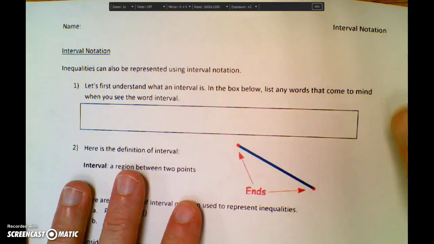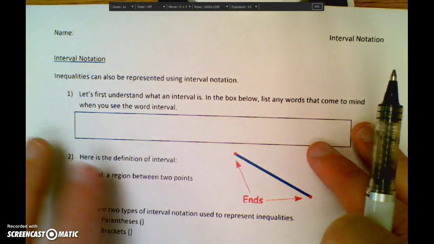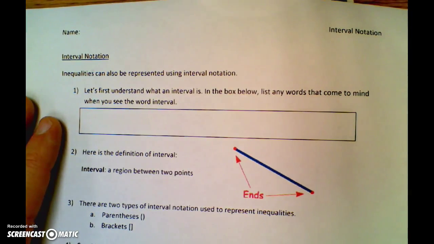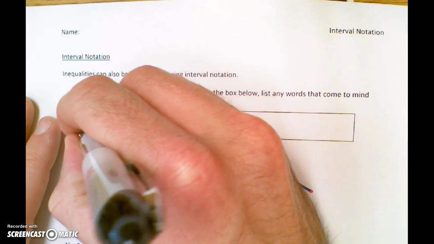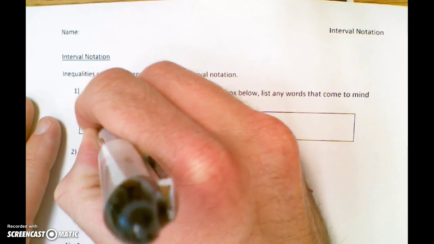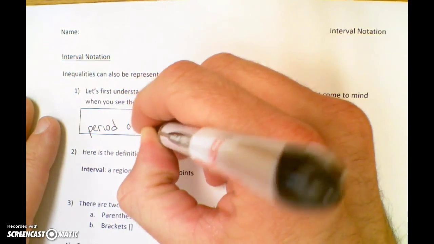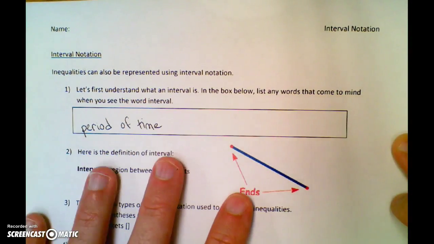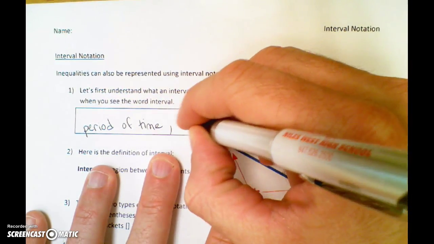In the box below, list any words that come to mind when you see the word interval. So for me, when I see the word interval, some words that come to mind would be like a period of time. So there's a beginning and an ending. It's something that has 2 points in it. It's space between things.